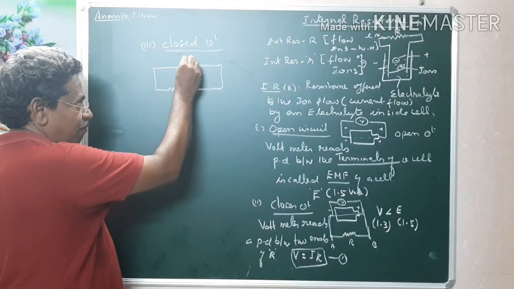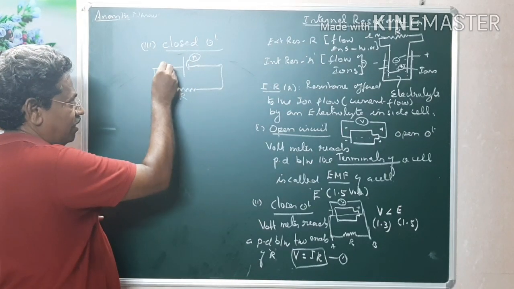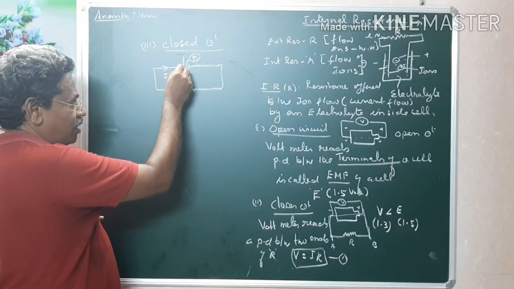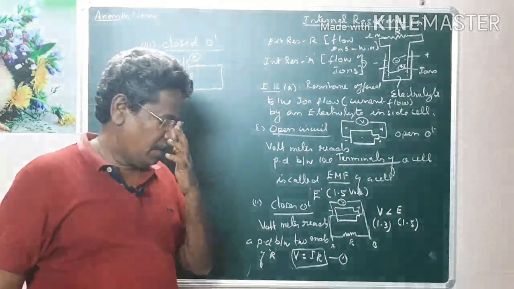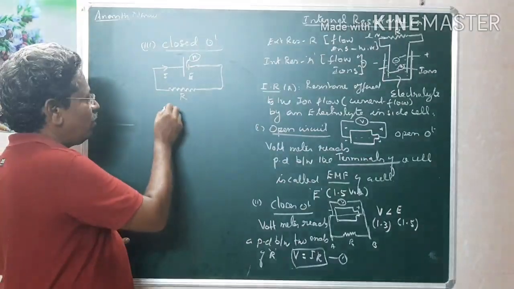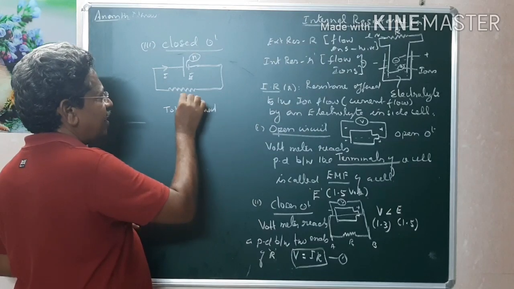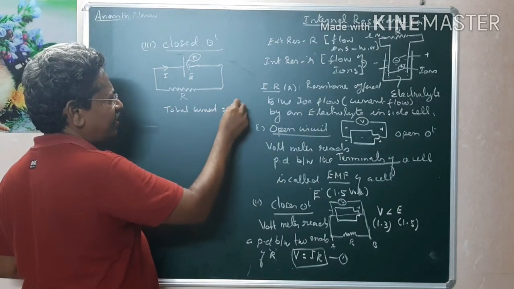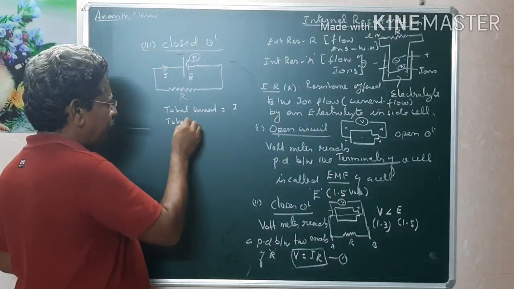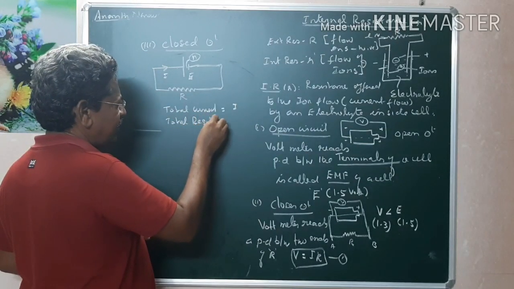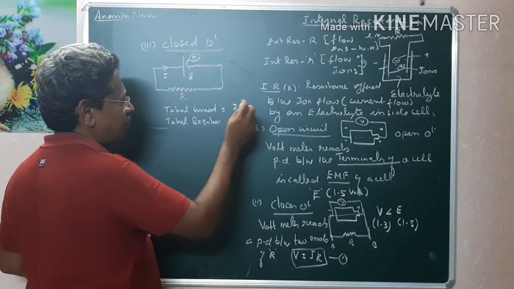And within the battery there will be a small resistance, I call this r, and the external resistance we call R. The current flowing through this is I. The total EMF is E. This is the actual closed circuit diagram. Therefore, in a closed circuit, what is the total current? Since the cell and R are in series, the total current is I. There is no problem. Then what is the total resistance? Since these two are in series, the total resistance becomes R plus r.